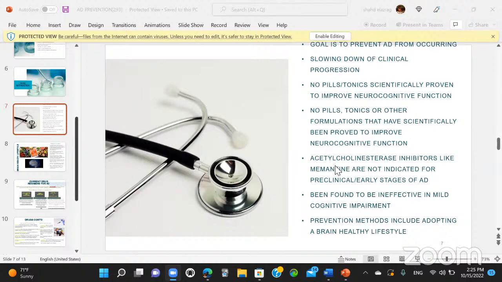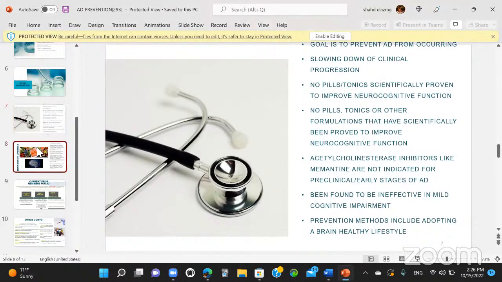Acetylcholinesterase inhibitors and memantine are not indicated for early stages of Alzheimer's disease. They have also been found to be ineffective in mild cognitive impairment. Prevention methods include adopting a brain healthy lifestyle, which is the main point that we will talk about in the next slide.